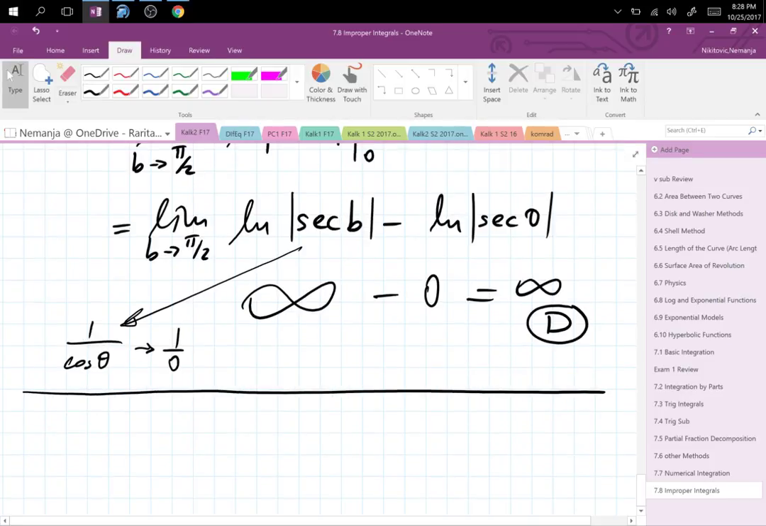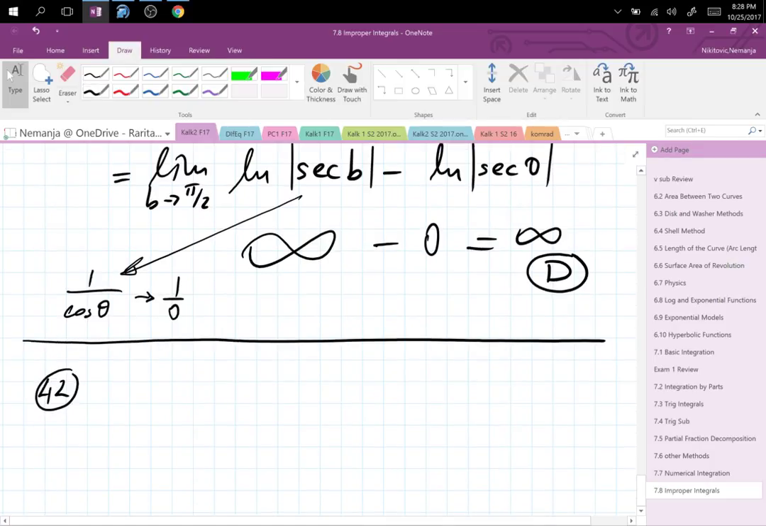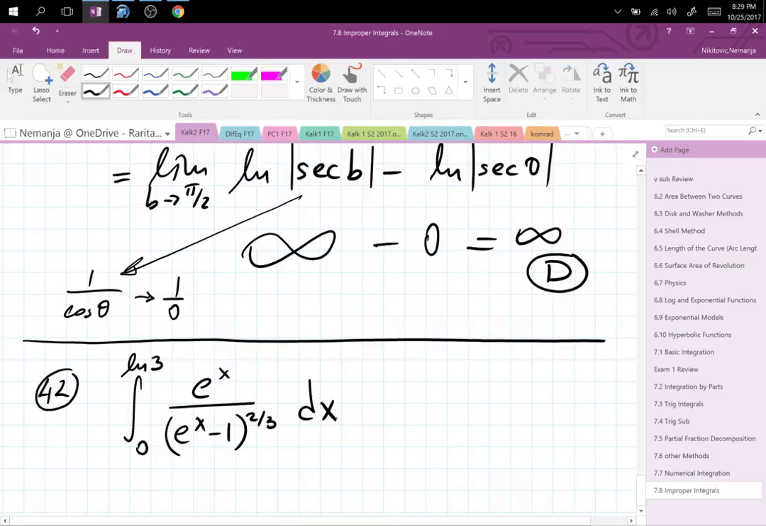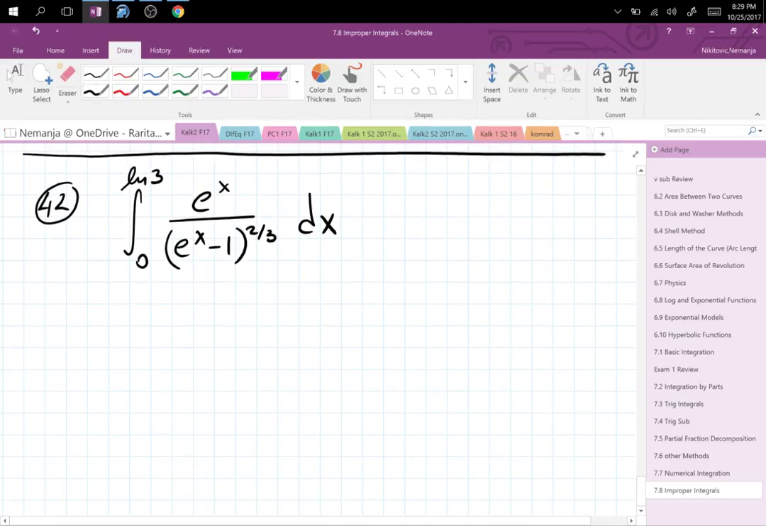All right, one more. Number 42. All of these problems are in your textbook. So you have the integral from 0 to ln 3 of e to the x divided by e to the x minus 1 to the 2/3 dx.